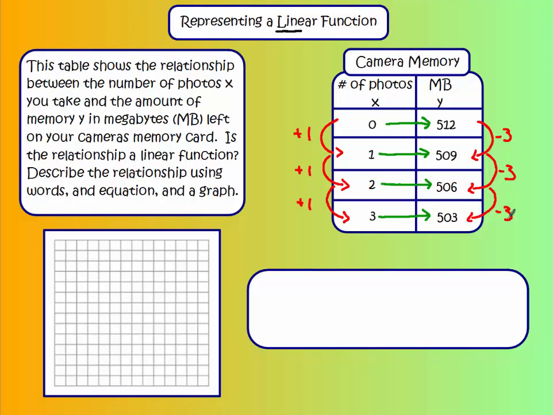So let's take a look at words. How can I write what's going on here in words? The amount of memory that's left on this chip is going to be 512 minus the quantity that's 3 times the number of photos taken. Let's see why. Let's see that.